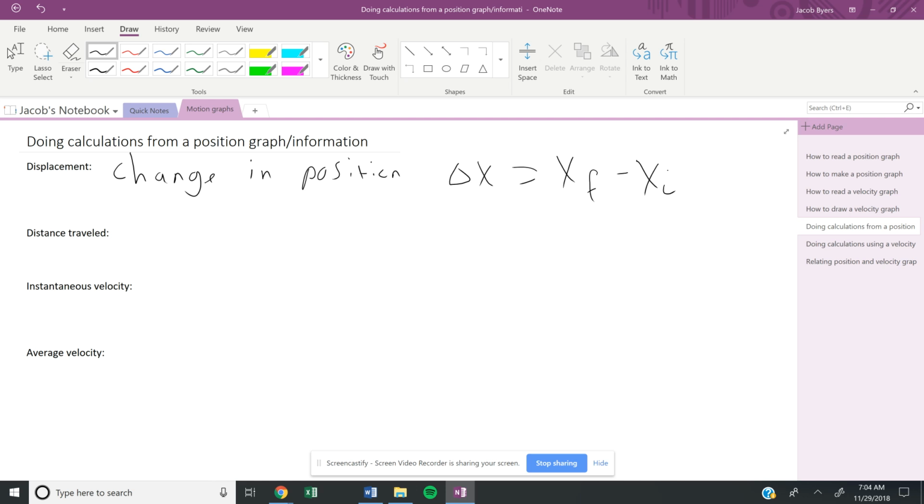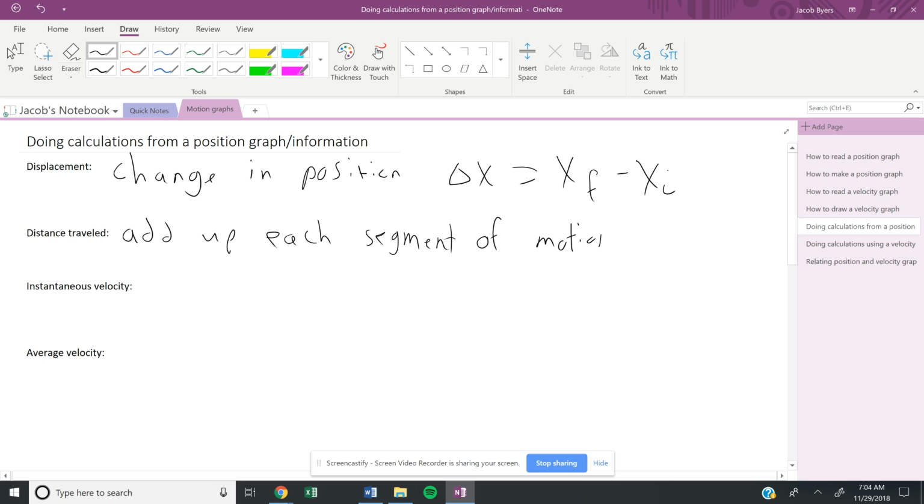Your distance traveled is actually how far the object moves from its point of view, okay? So you add up each segment of motion. You've got to remember, distance does not have a direction, and so it's always positive. So if you move backwards 8 meters, you treat it as positive 8 meters, okay?